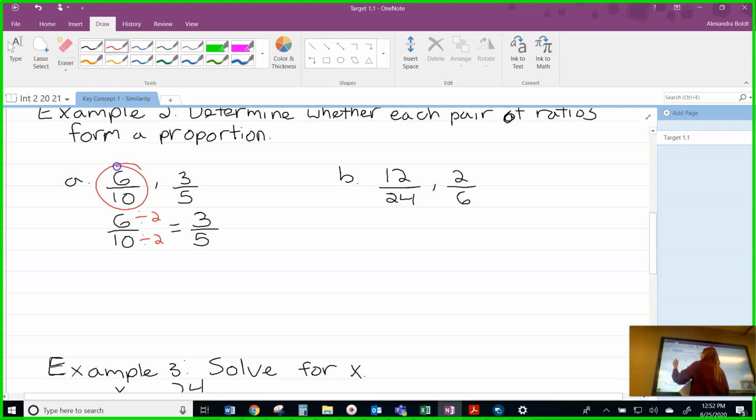So if we look here, this 6/10 is equal to our 3/5, because that's what we just found it to be. So these are a proportion.